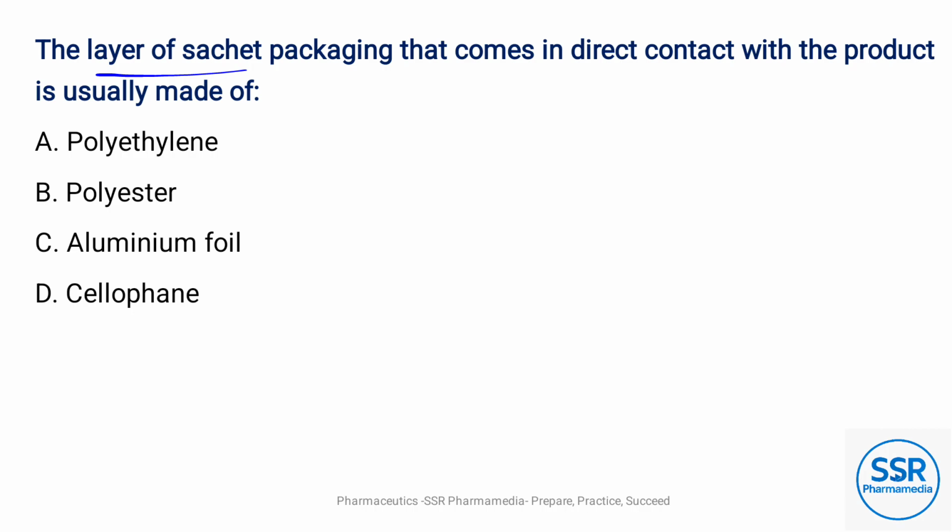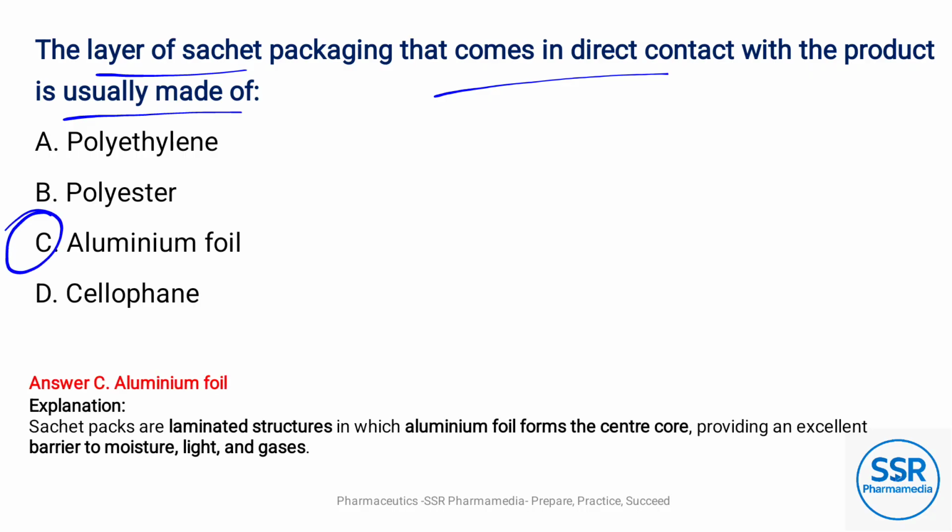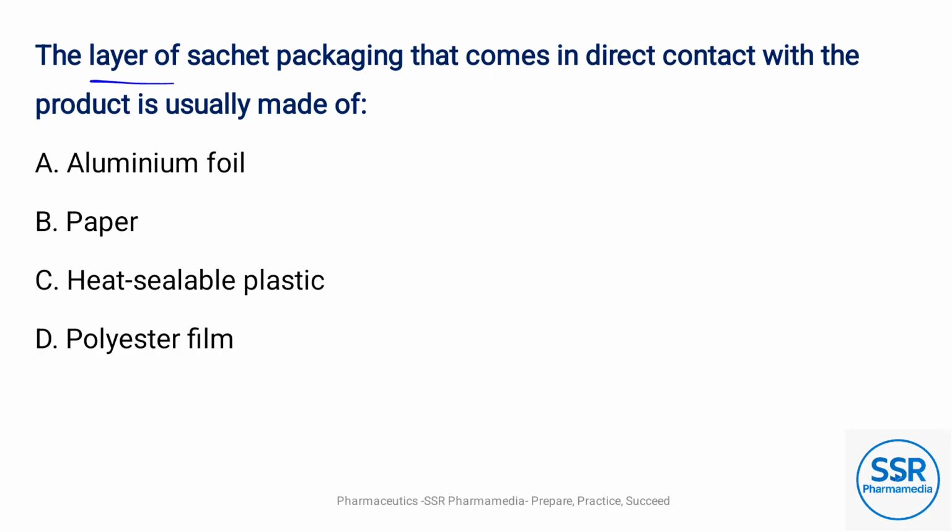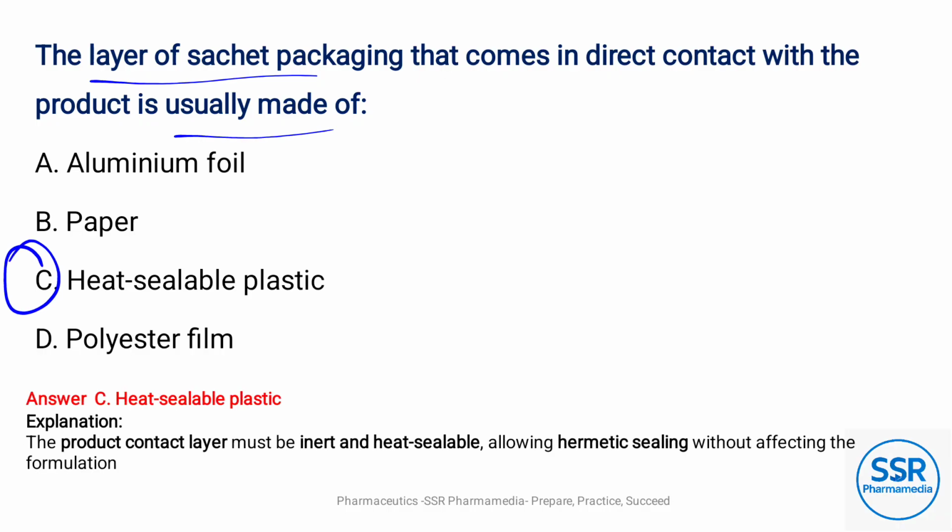The layer of sachet packings that comes in direct contact with the product is usually made of, option C, aluminum foil. The sachet packs are laminated structure in which aluminum foil forms center core, providing an excellent barrier to moisture, light and gases. The layer of sachet packaging that comes in direct contact with the product is usually made of, option C, heat sealable plastic. The product layer must be inert and heat sealable, allowing hermetic sealing.